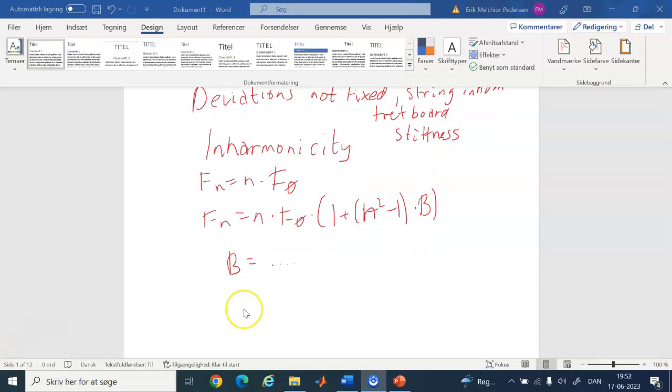So there are different kinds of bridges for violin, banjo, and guitar, and also sitar. There's some space. It's called the javari.